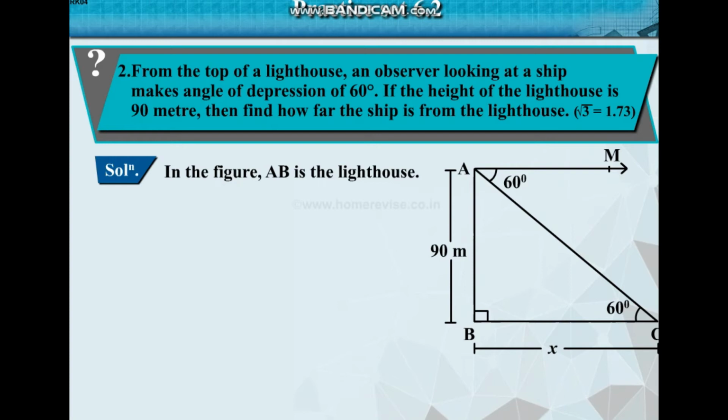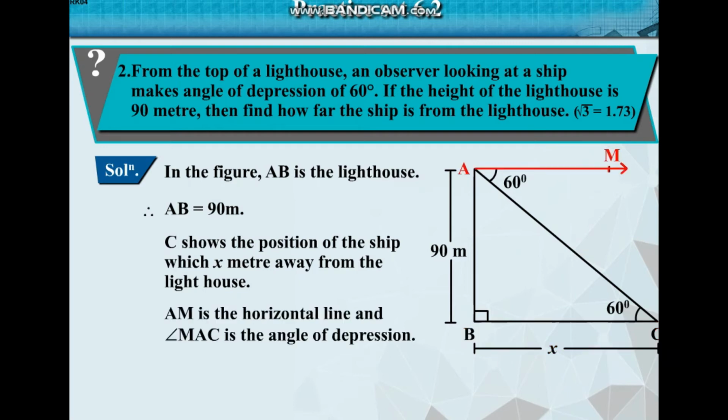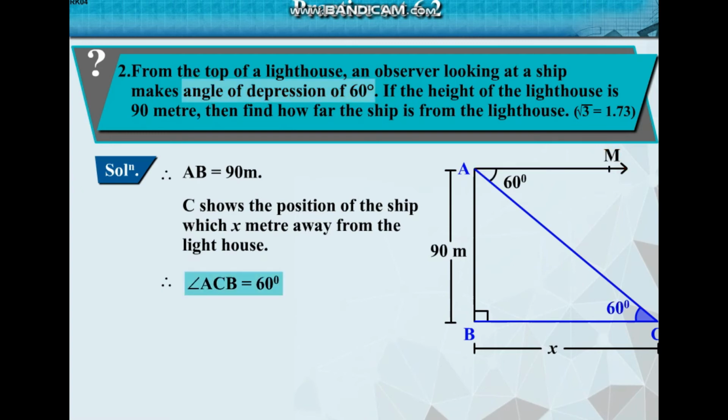Solution. In the figure, AB is the lighthouse. Therefore, AB is equal to 90 meters. C shows the position of the ship which is X meters away from the lighthouse. AM is the horizontal line and angle MAC is the angle of depression. Angle MAC and angle ACB are alternate angles. Therefore, angle ACB is equal to 60 degrees.